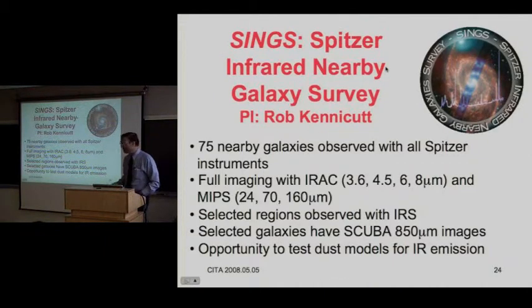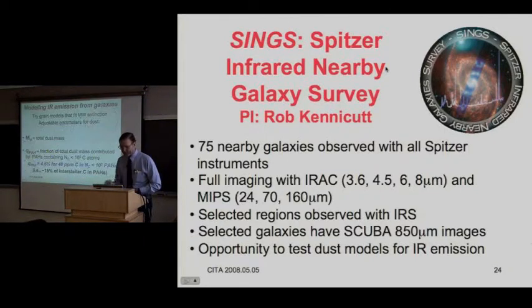Okay, so the SINGS Nearby Galaxy, Spitzer Infrared Nearby Galaxy Survey, I've already told you this, but one thing I didn't tell you is that some of the galaxies in our sample have additional photometry done with SCUBA at 450 and 850 microns. So in some cases, for 17 of our galaxies, we've supplemented the Spitzer observations by longer wavelength observations, which is very important for giving us confidence in the modeling.